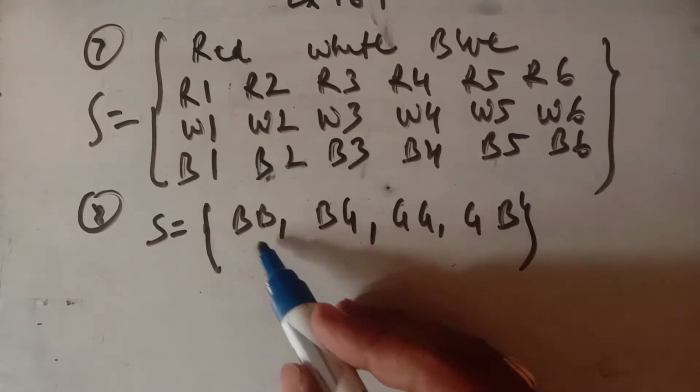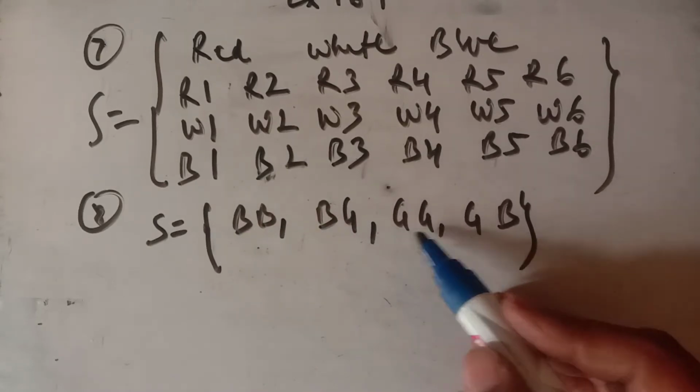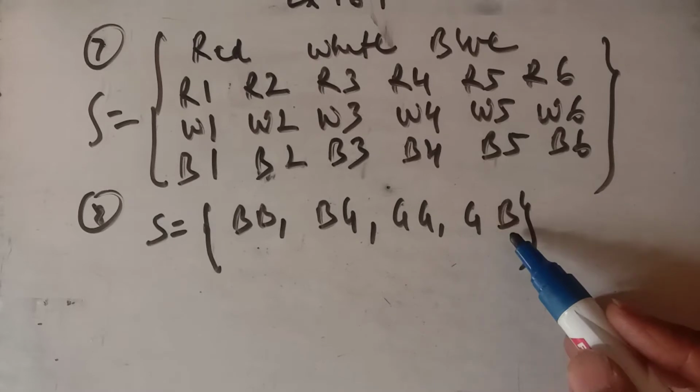According to age, we write: elder is a boy, younger is a boy; elder is a boy, younger is a girl; elder is a girl, younger is a girl; elder is a girl, and younger is a boy.